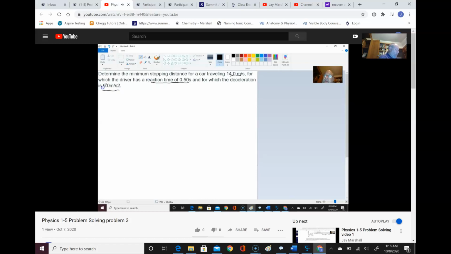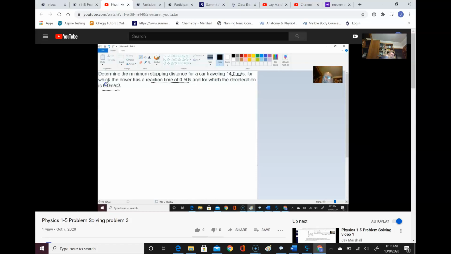Now we can look at this in a couple of different ways. We could either figure out how far he went in the first motion using 0 as our initial starting point, and then say that the initial starting point for the second motion is the end of the first motion. Or I could just use 0 for both initial positions and then add the two motions together. Either way, I'm going to end up adding two distances together. The distance that the car traveled at 14 meters per second during the reaction time, and the distance they traveled during the deceleration time.